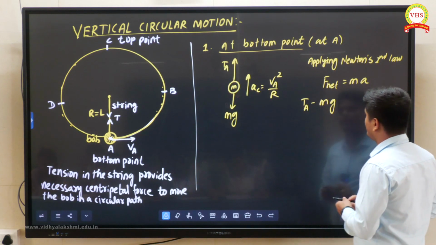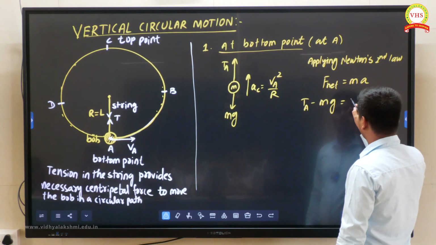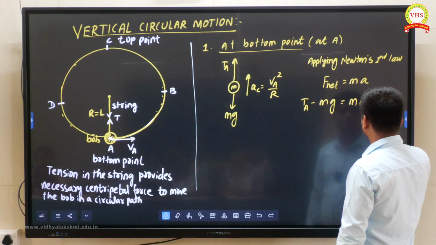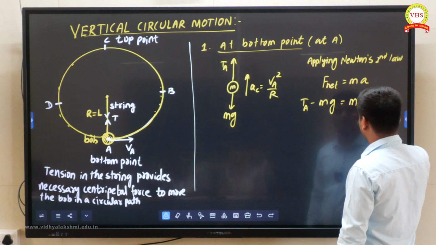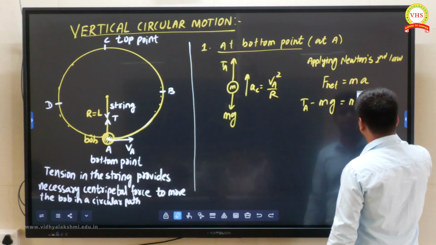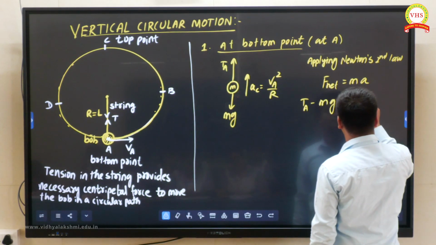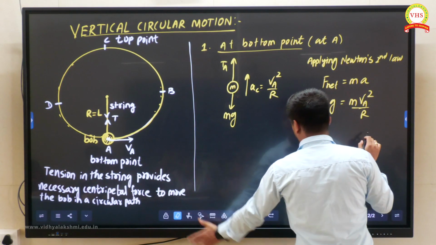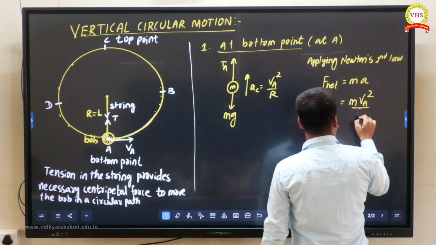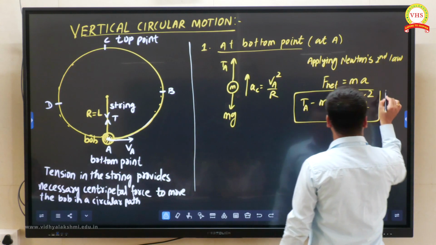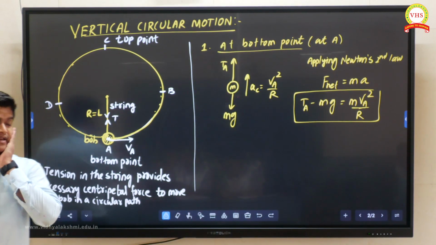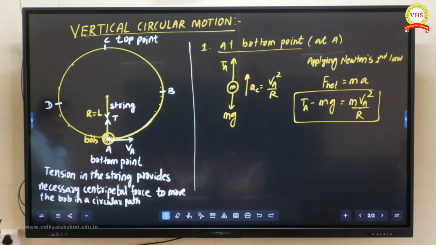If I'm analyzing point A, TA minus mg equals mass times acceleration. What is the acceleration here? V square by R. Directly write it as VA square by R. Now this is one equation you are getting. At the bottom point, the equation of motion is TA minus mg equals m VA square by R.